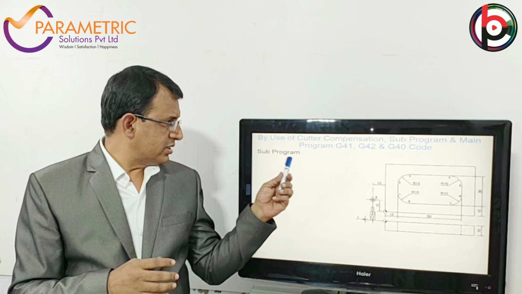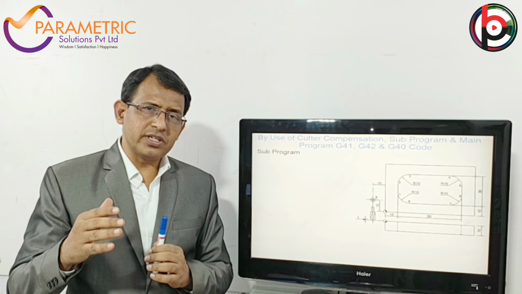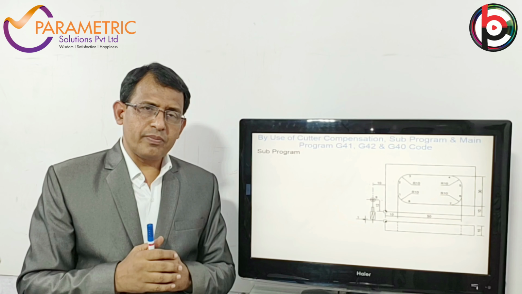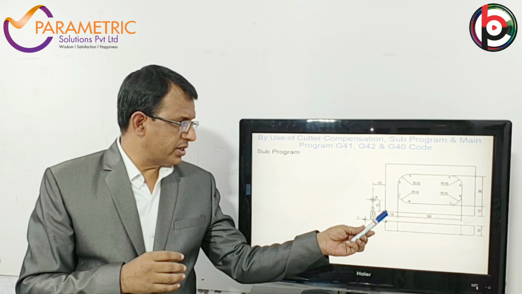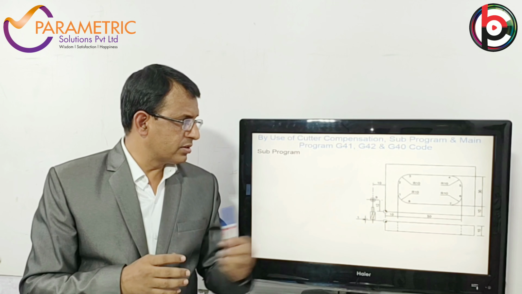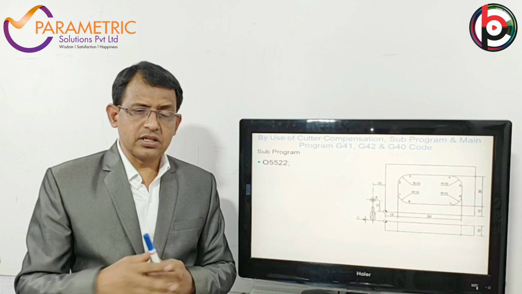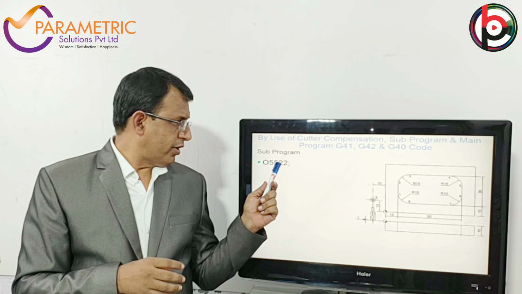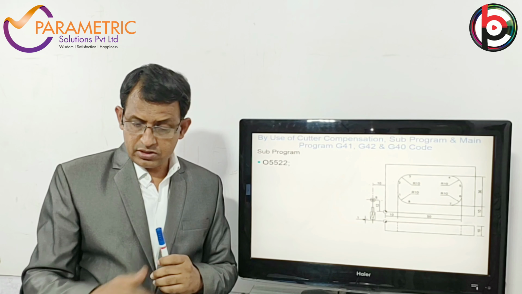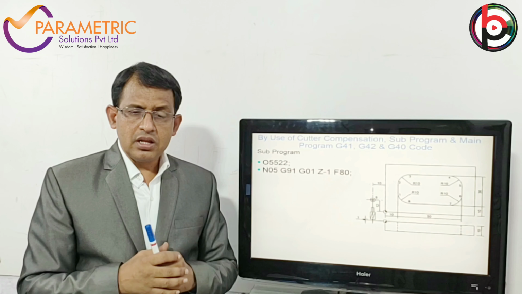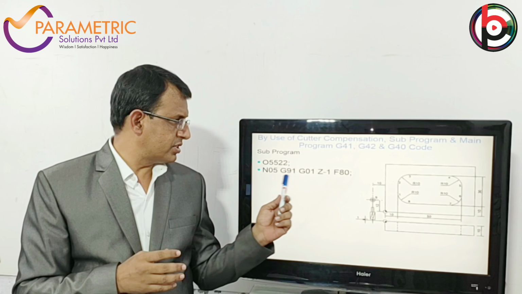So here we start the subprogram first. This subprogram is always edited in the control panel. Now this is the starting point, and from here the first point. The program name will be defined as O5522. In Fanuc control we edit in numerical values, that is 4 digits, and then a block number, that is N05, the first block statement which starts.